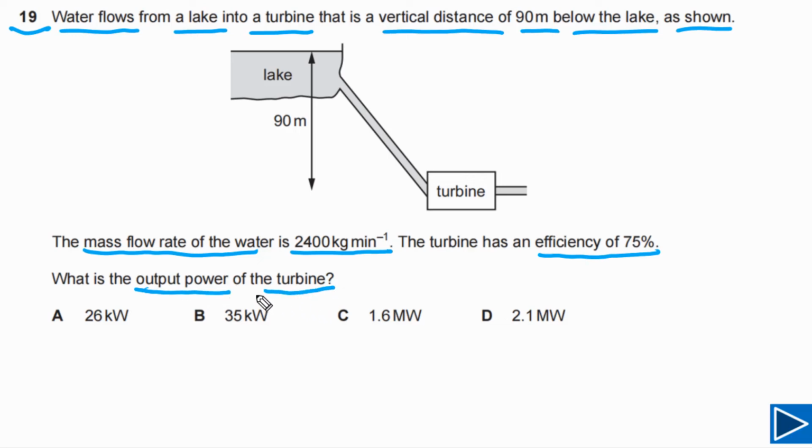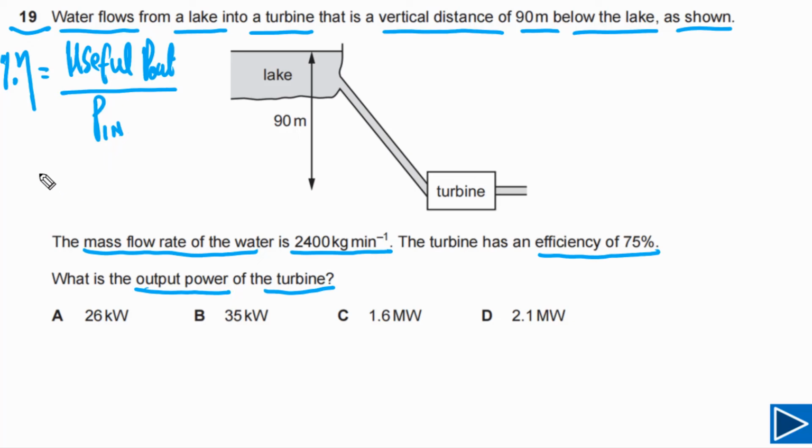Very straightforward question. We will start from percentage efficiency. I will write here percentage efficiency. This is equal to useful power output, so useful P out divided by total P in.